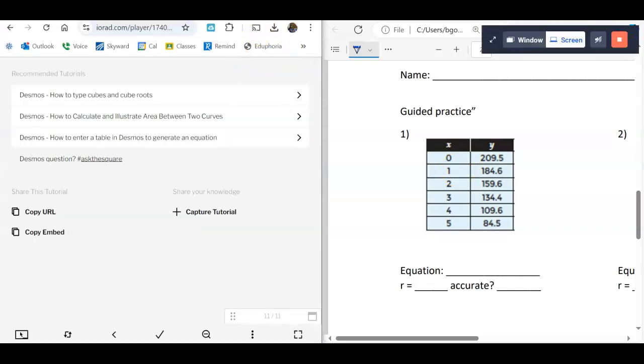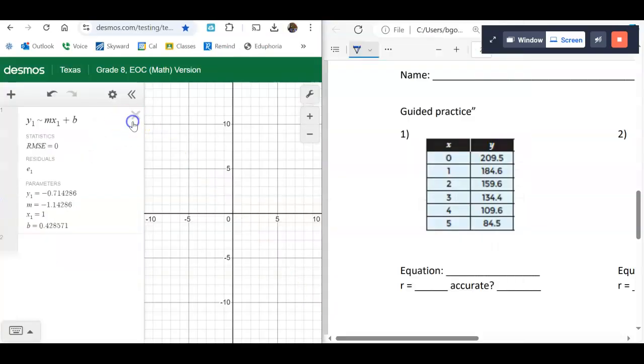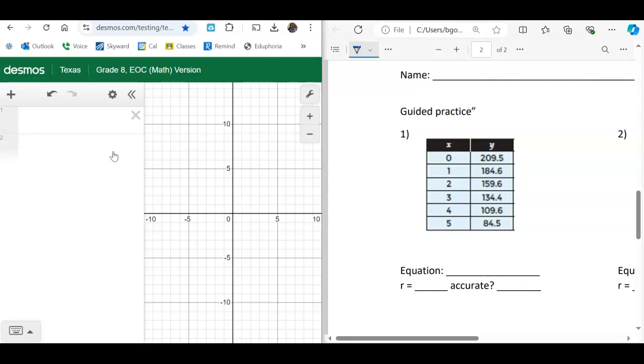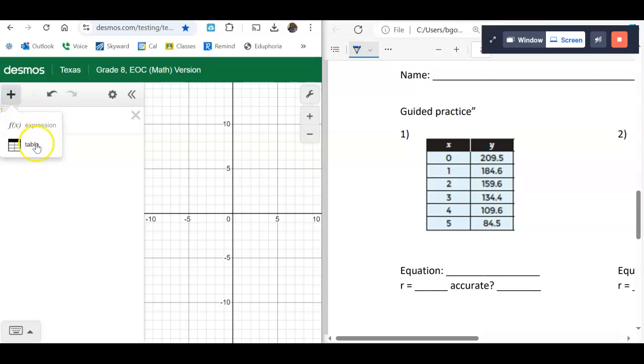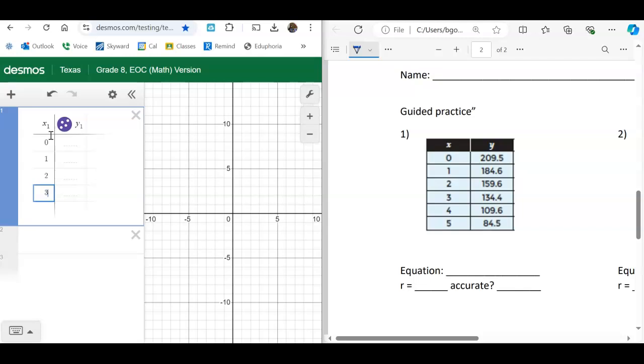Okay, so check this out. We got Desmos over here. Very important. When you do this, you need to have a blank Desmos to start with, okay? Always start over, okay? Clear everything else out. So what I'm going to do is put in this table. I hit the plus sign, table, 0, 1, 2, 3, 4, 5.